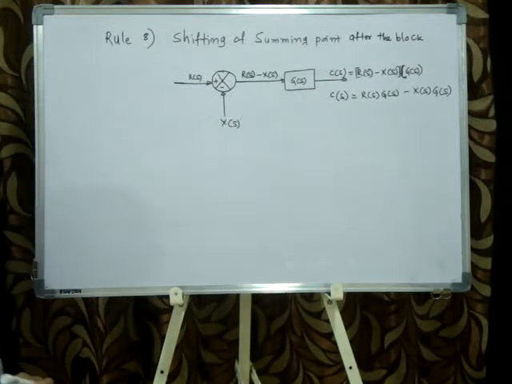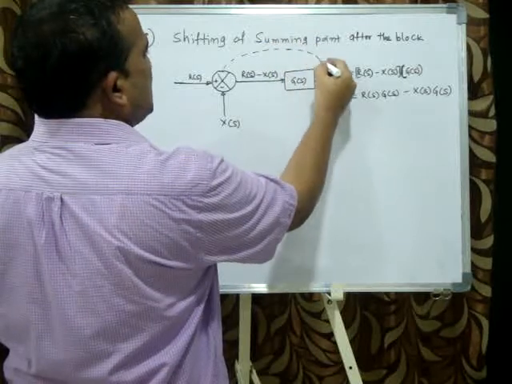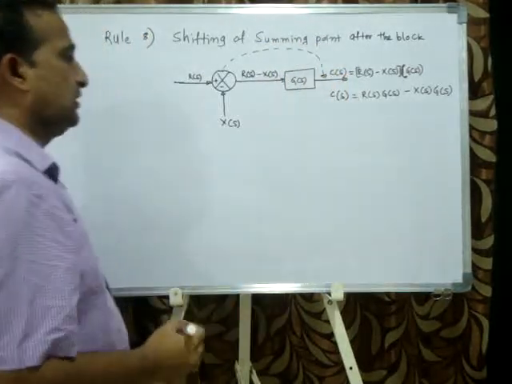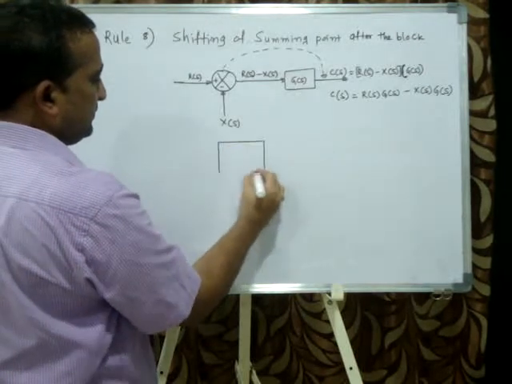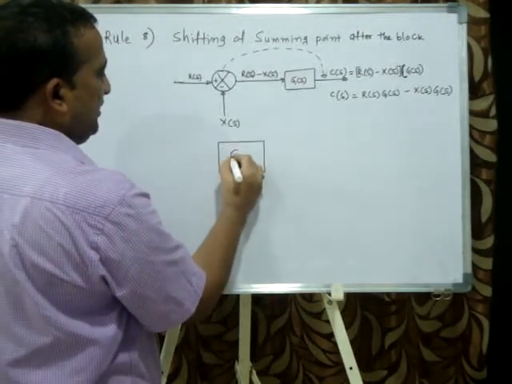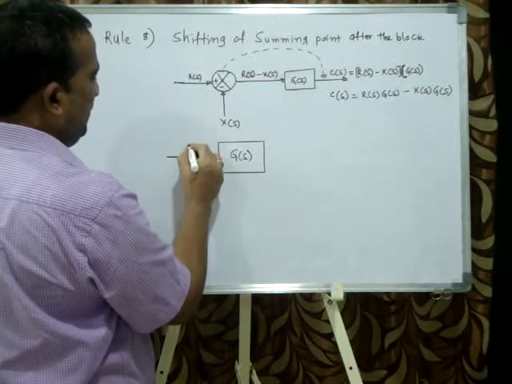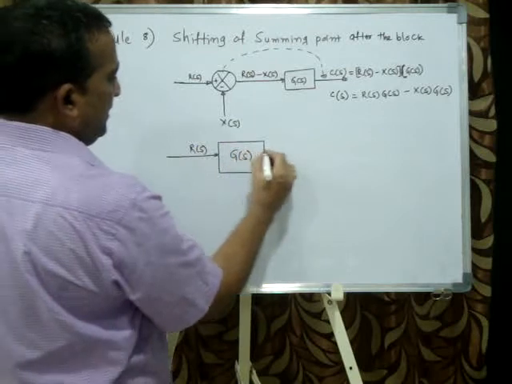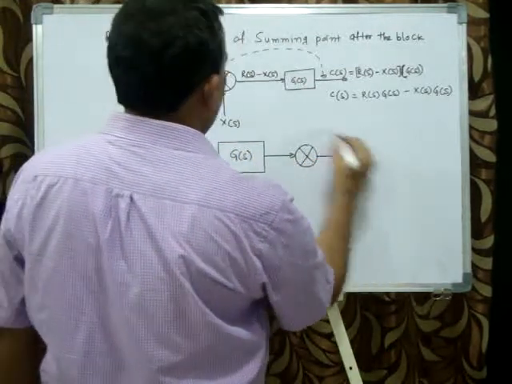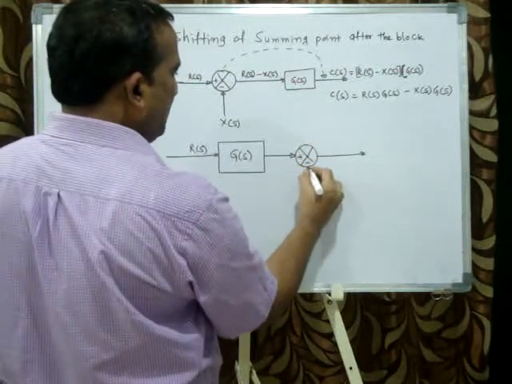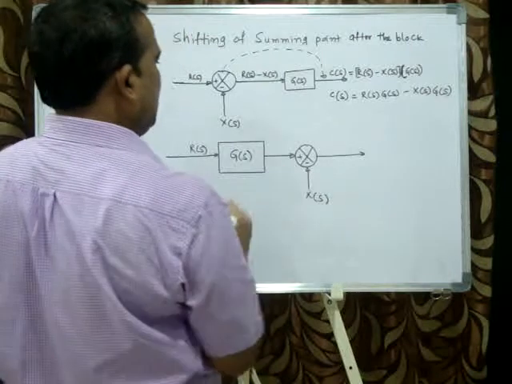Now, due to space problem, I will shift this summing point after the block. Now I will take a block G of s with whatever the value, the input R of s. Now this is a summing point. I will take a summing point with sign plus minus as well as the input X of s.